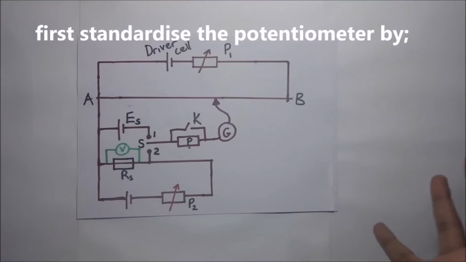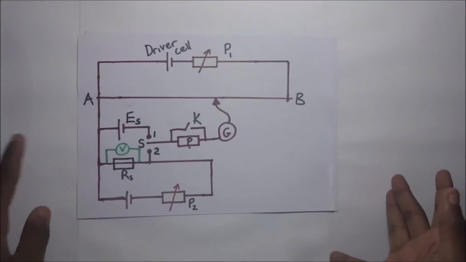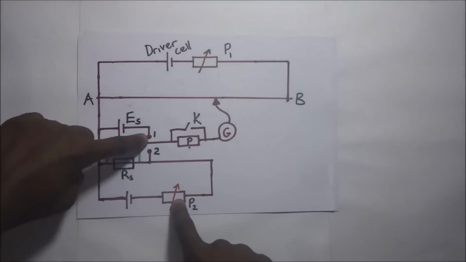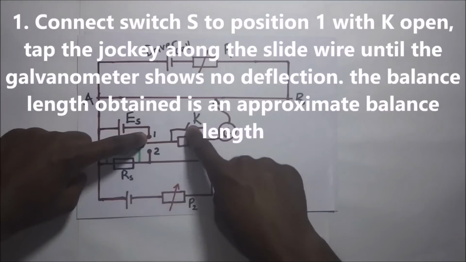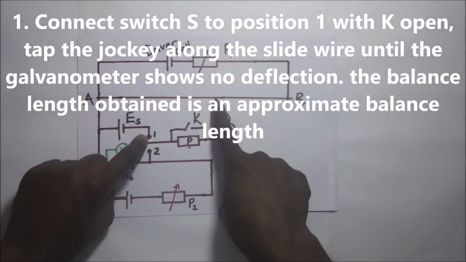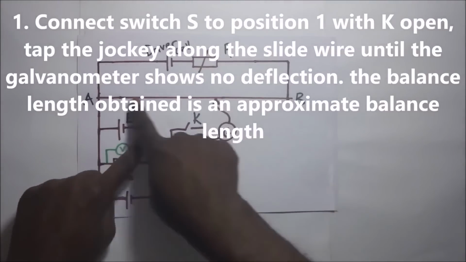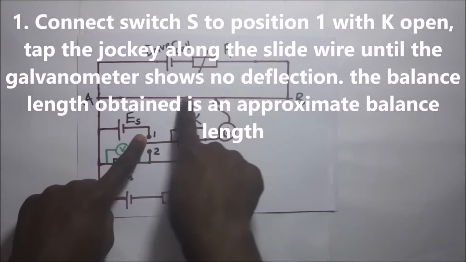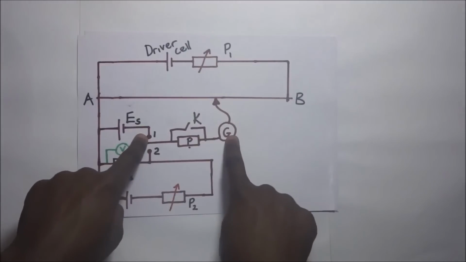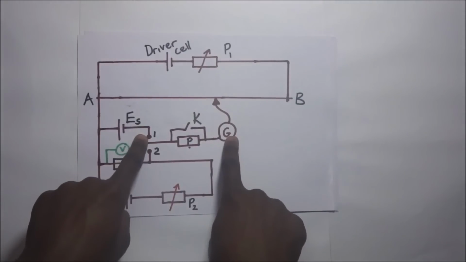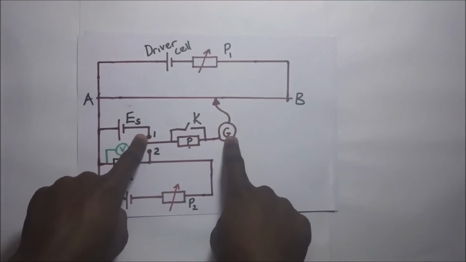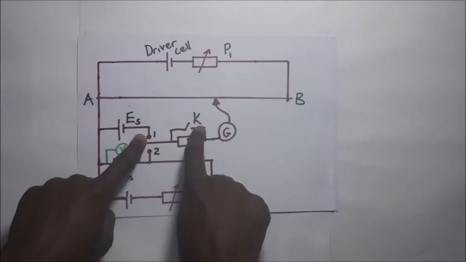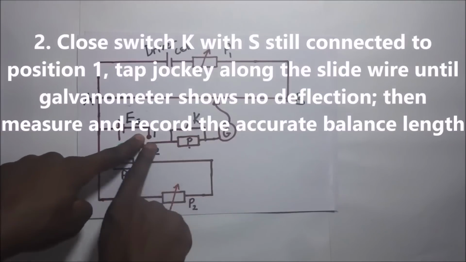So to begin the experiment, first, we are going to place switch S in position 1, with switch K open, and then we shall slide this potentiometer wire across the slide wire until we reach a point whereby the galvanometer shows no deflection. When we attain that point, we will then close this switch K so that we bypass this protective resistor.